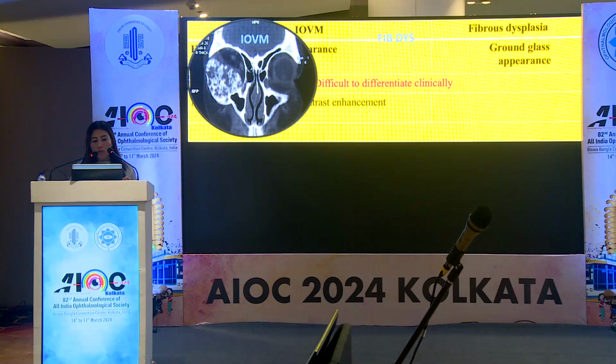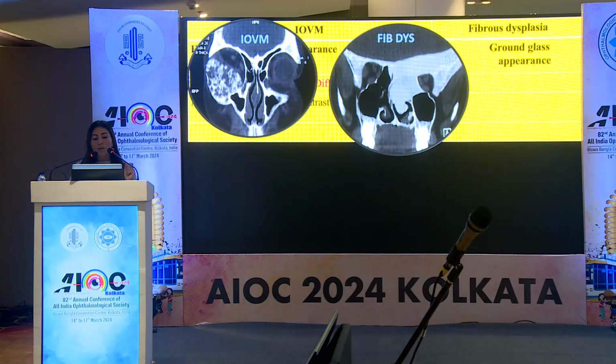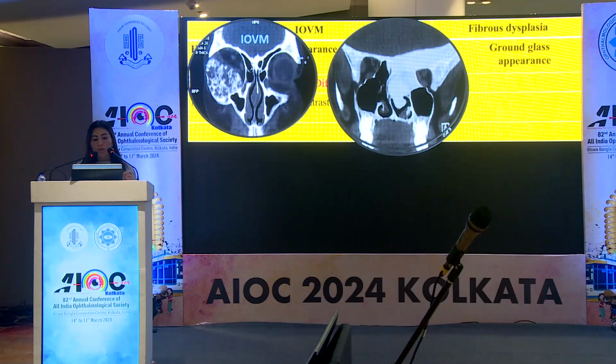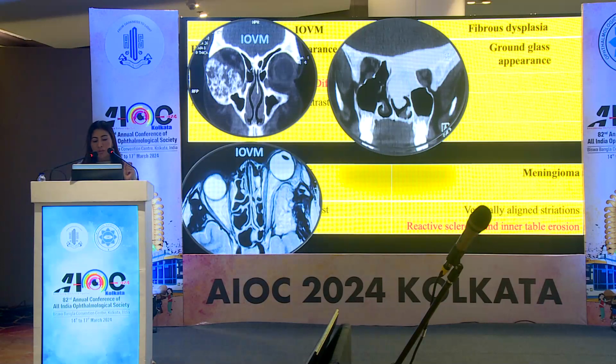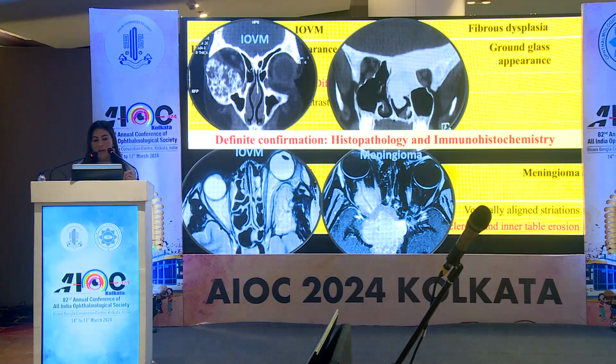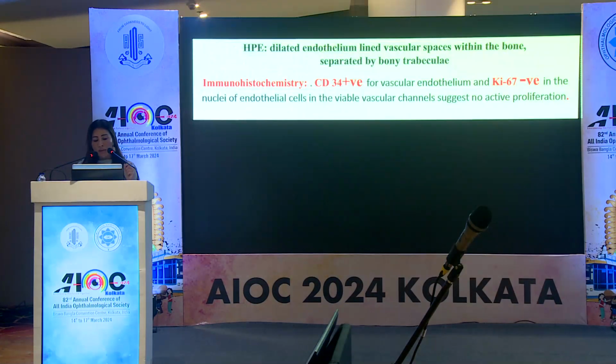If you look at the CT scan, fibrous dysplasia has more of a ground glass appearance as compared to the intraosseous malformation. Sometimes it is difficult to differentiate from meningioma, but the striations within the tumor look more radiating as compared to the vertical striations that we see in meningioma. So the definite diagnosis is by histopathology. I'll not go much into details.